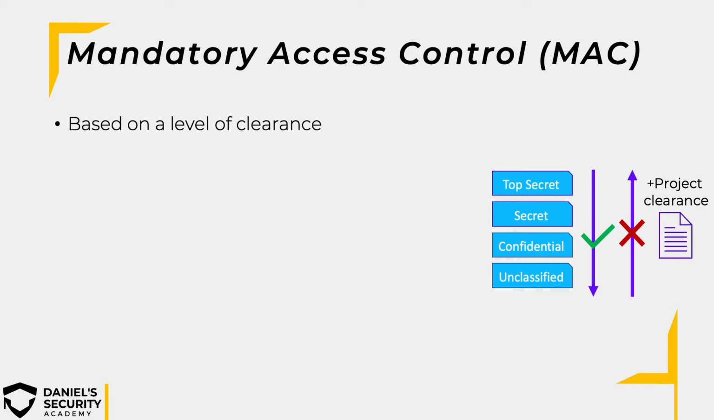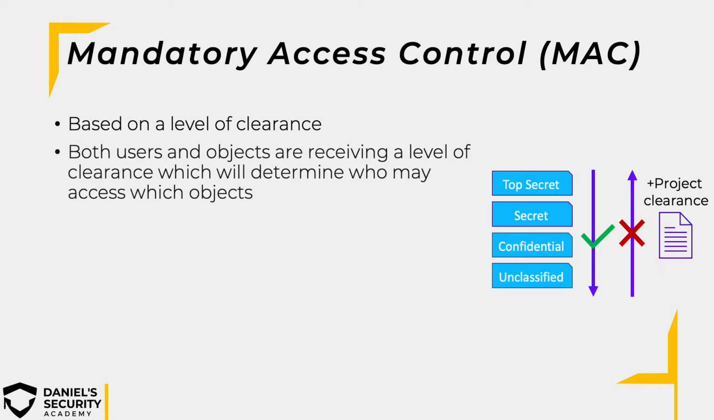Then we have Mandatory Access Control, MAC. And this one is based on a level of clearance you have. So there are multiple clearance levels, and both users and objects have a certain level of clearance, which will determine what kind of objects or how the access can work.